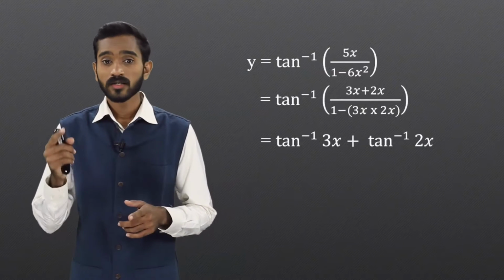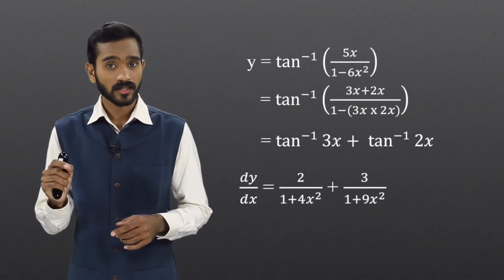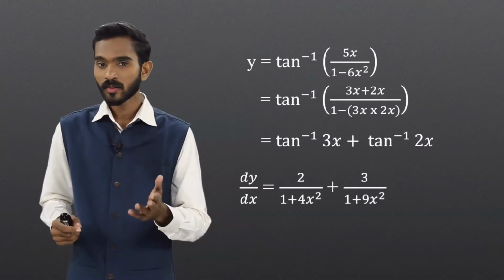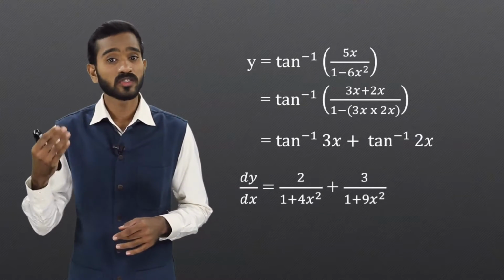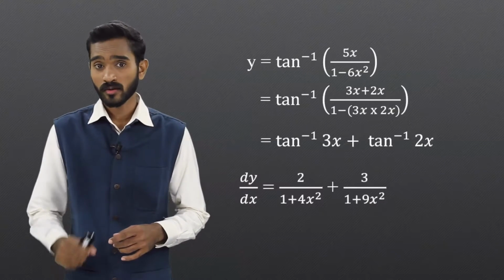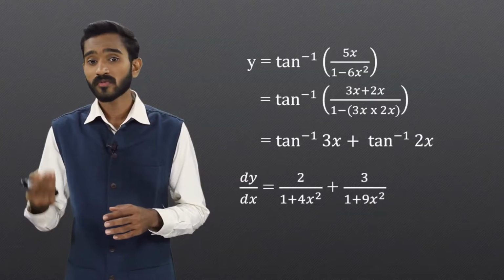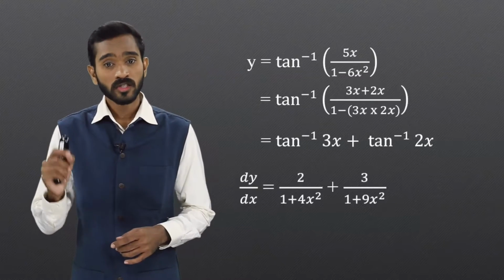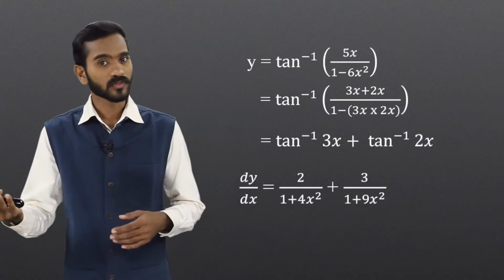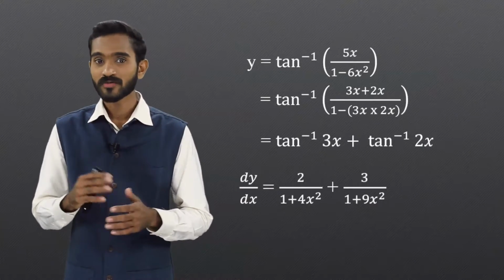We know that the derivative of tan inverse x is equal to 1 by 1 plus x square. Similarly, the derivative of tan inverse 3x is equal to 3 divided by 1 plus 9x square. Taking the derivative of tan inverse 2x, we get 2 divided by 1 plus 4x square. Hence, that's proved. Now again, you have secured 2 marks.